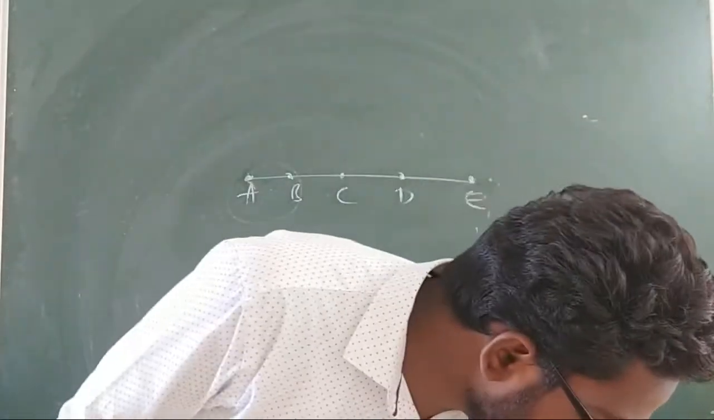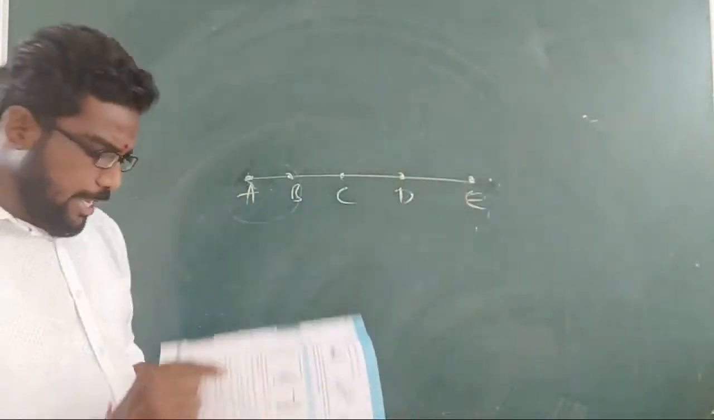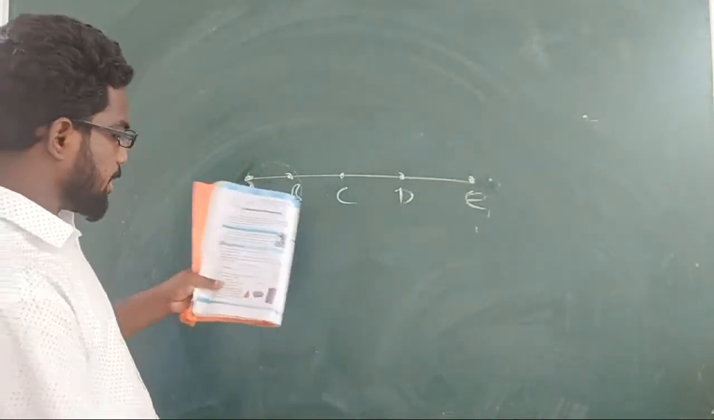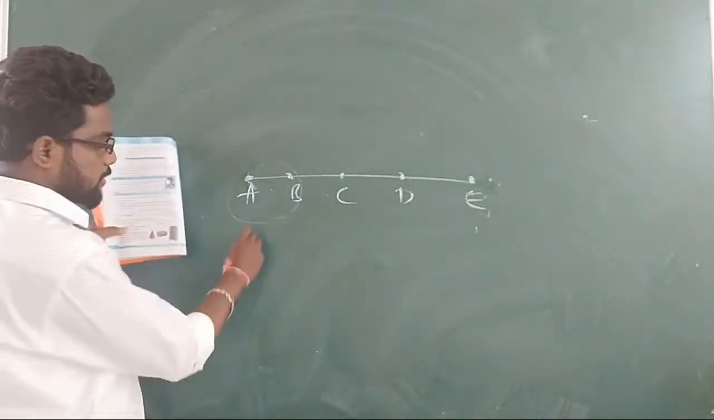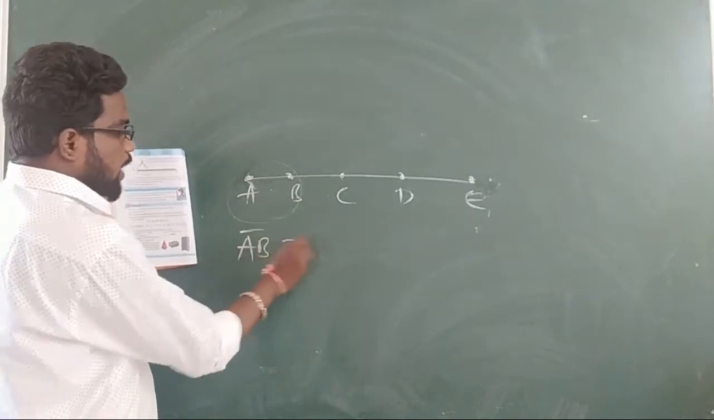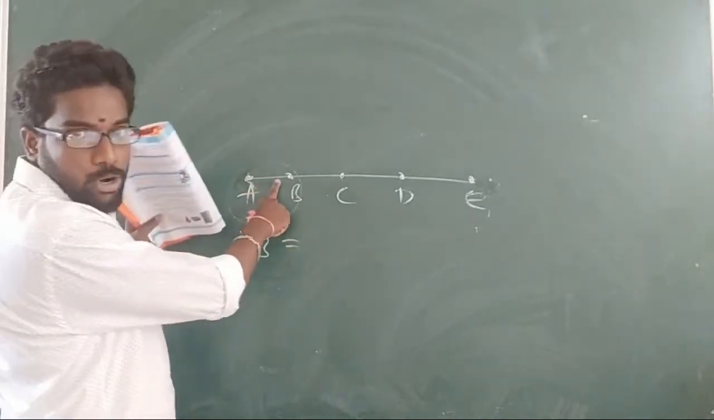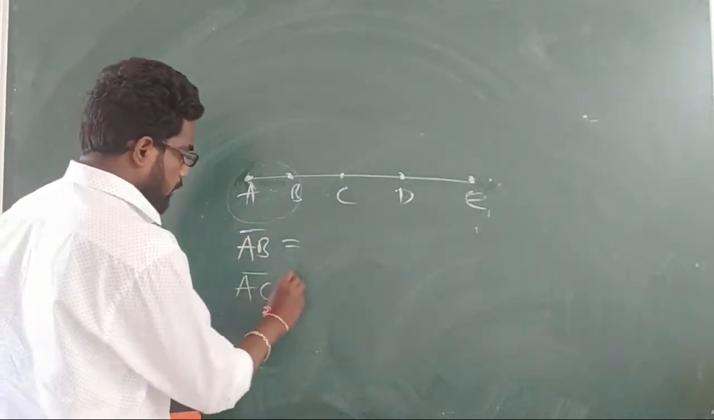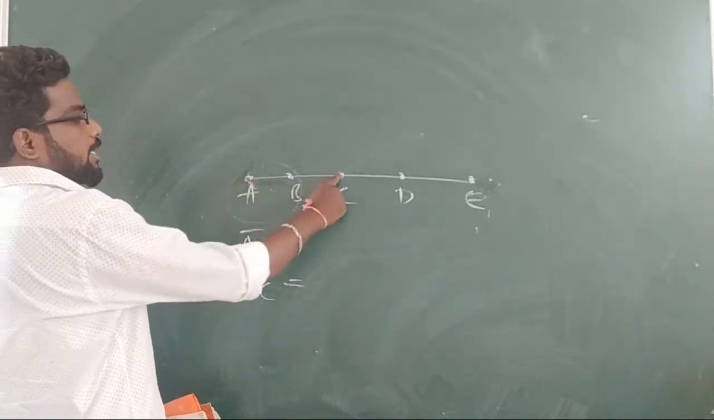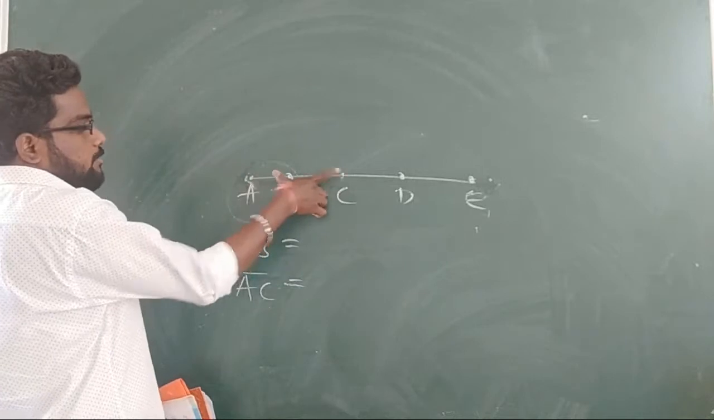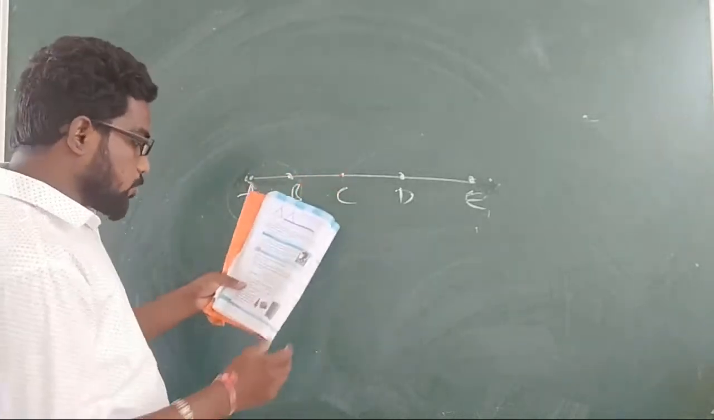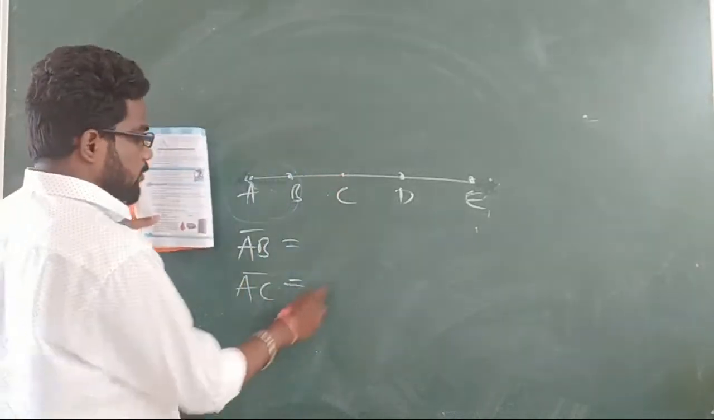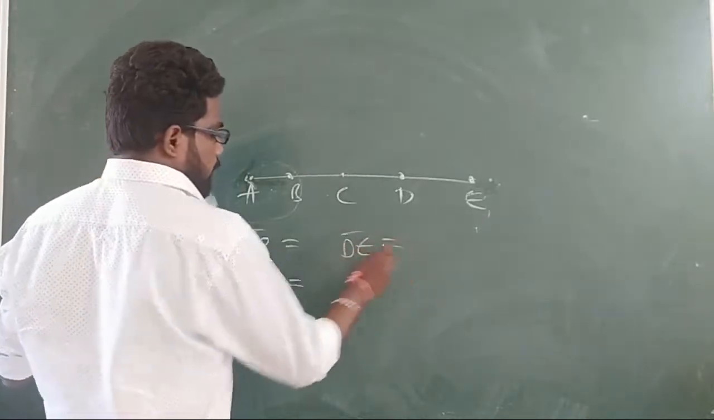Downside, he has given AB, BC, AC, AD, AE. He has given some line segments. We have to measure AB's length by using the ruler. Next, AC. AC means from here to here. By using the ruler, you have to measure the length from here to here. Downside, you have to measure the lengths of all these line segments up to AD.